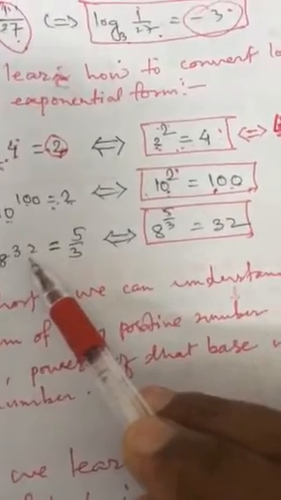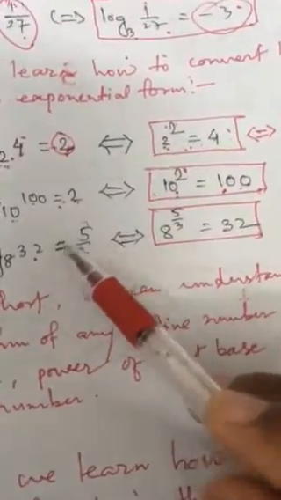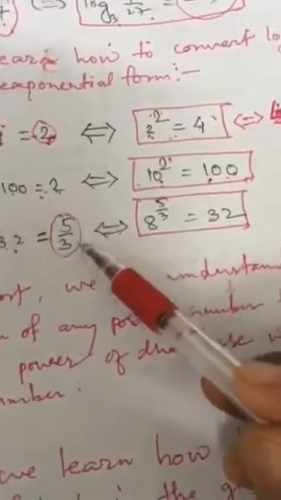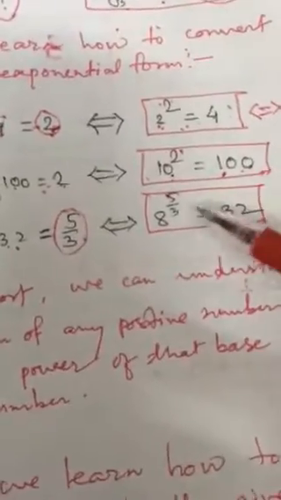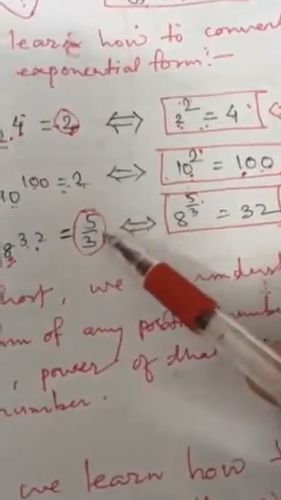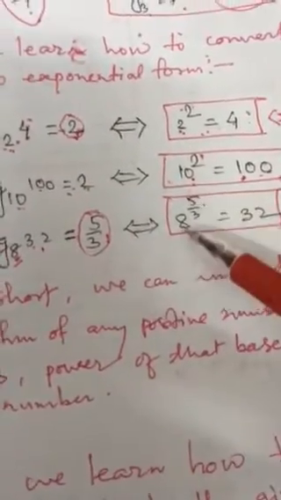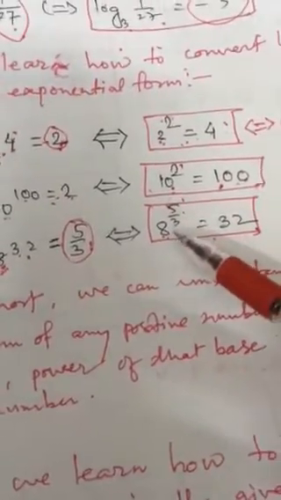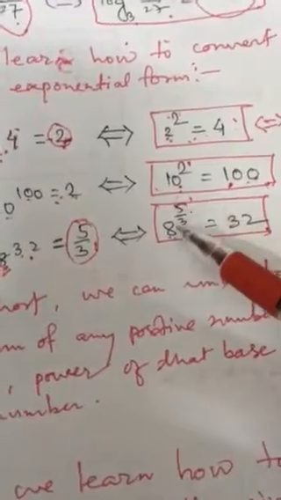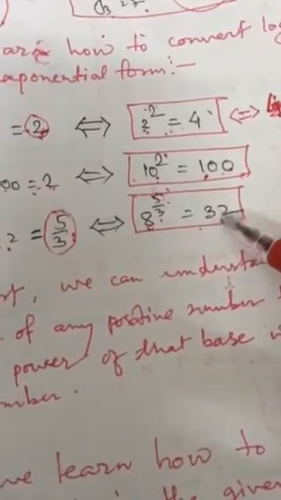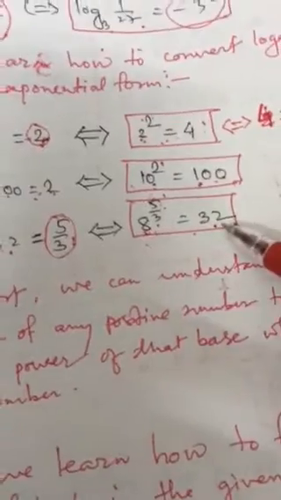Log of 32 to the base 8 is 5 by 3. This is the log. Log is the exponent, and exponent means the power. So this should be the power of the base: 8 to the power 5 by 3 equal to 32. Understood or not? 5 by 3 is the exponent to this base, 8, which gives 32. This is how we get the index notation form.